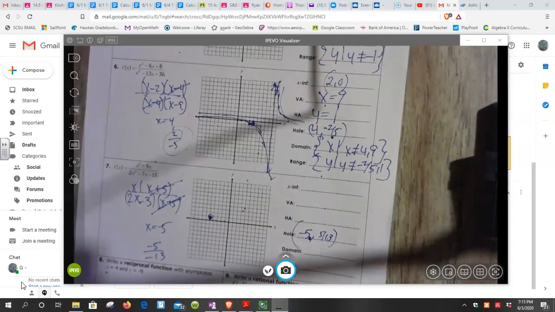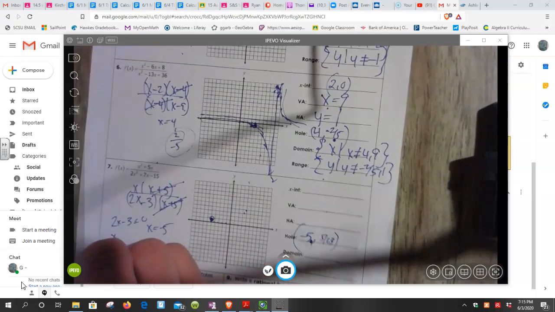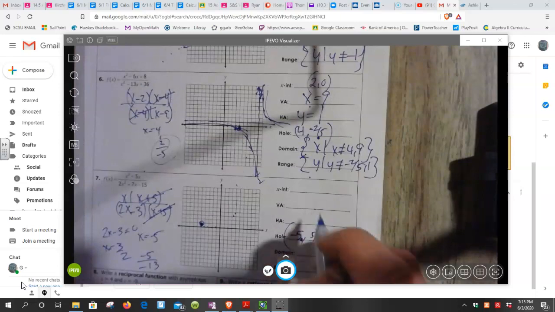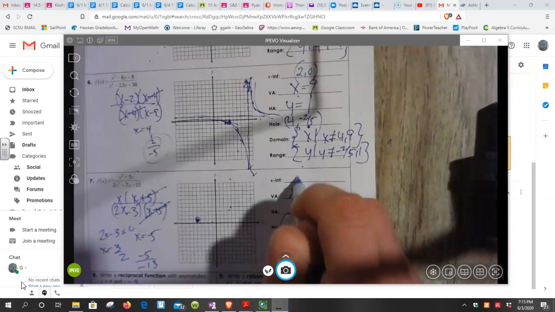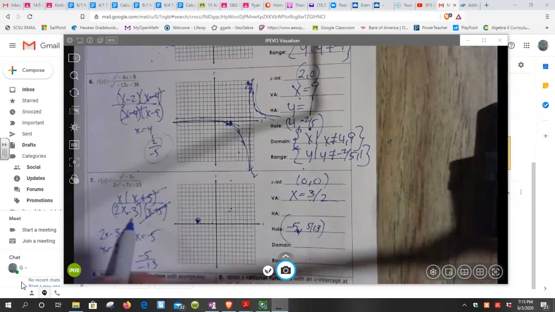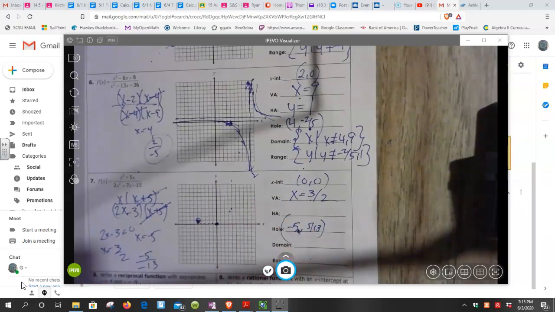Okay, and then what do you got? Your asymptotes. Your vertical asymptote is going to be x equals 1.5. So 2x minus 3 equals 0, so you're going to get x equals 3/2. So x equals 3/2 is our vertical asymptote. X-intercept (0, 0), because that's the only thing that makes the numerator equal to 0, sorry. Horizontal asymptote is the ratio here. It's going to be 1/2.